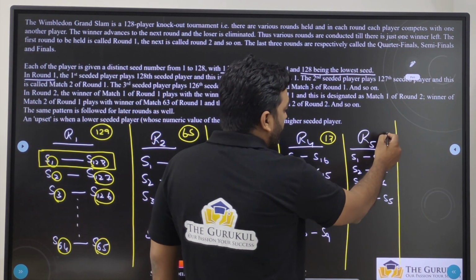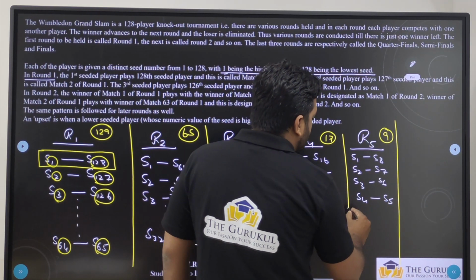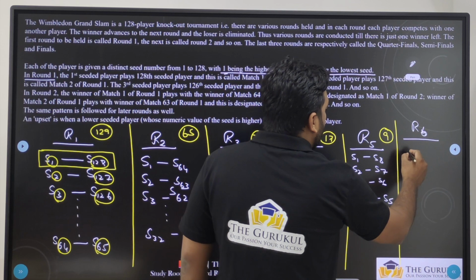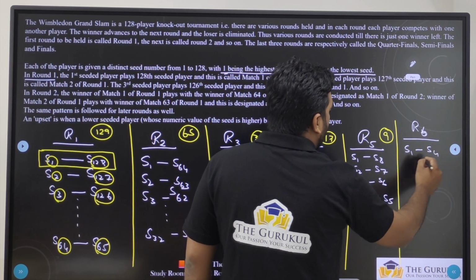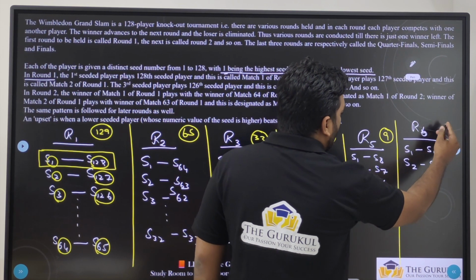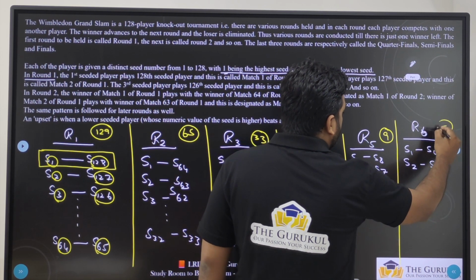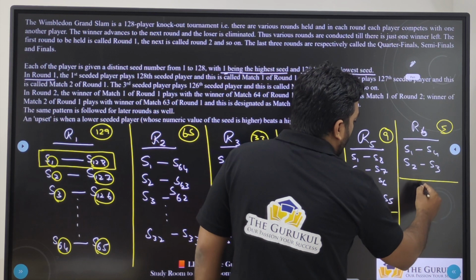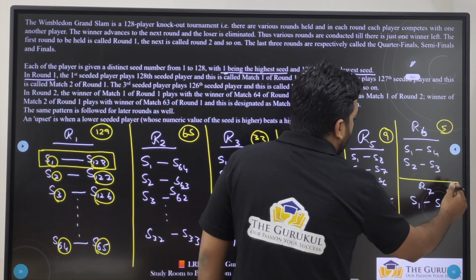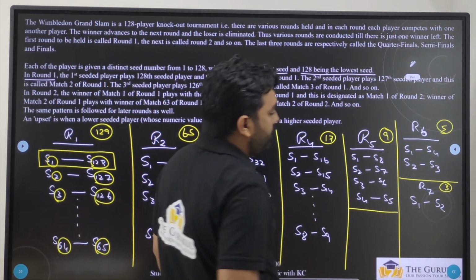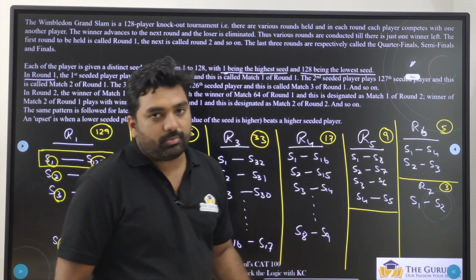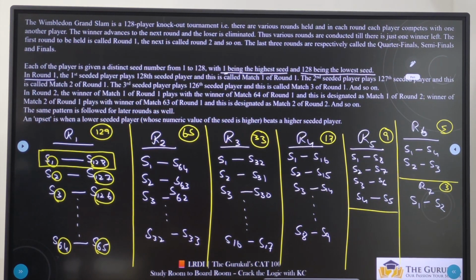What is the sum? 9. Next, round 6: seed 1 will play with seed 4, seed 2 will play with seed 3. The sum is equal to 5. Next, round 7: seed 1 will play with seed 2, the sum equal to 3. This is my quarterfinals, this is my semifinals, this is my finals. That is how it works.